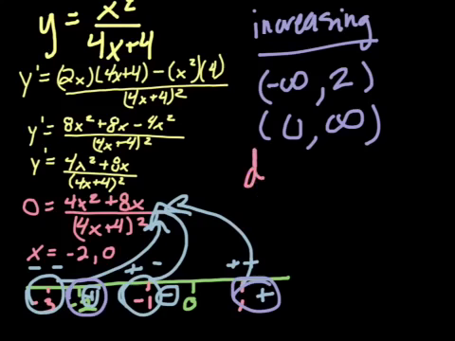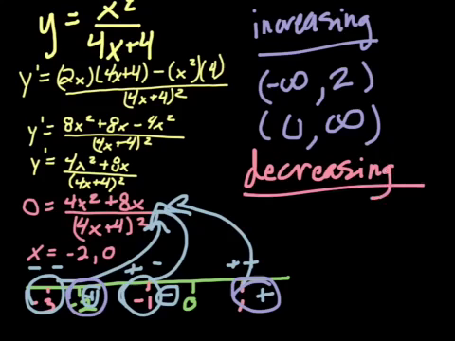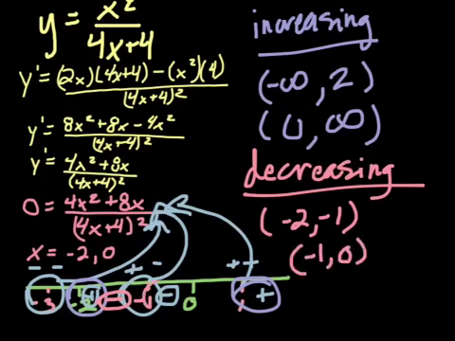It is decreasing from -2 to -1, right there, and from -1 to 0, right there. And that is it.